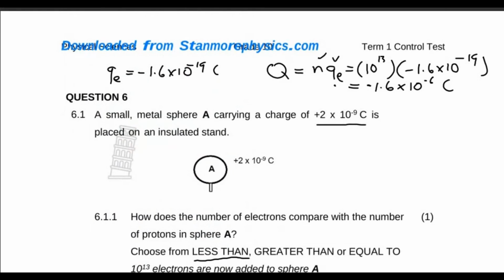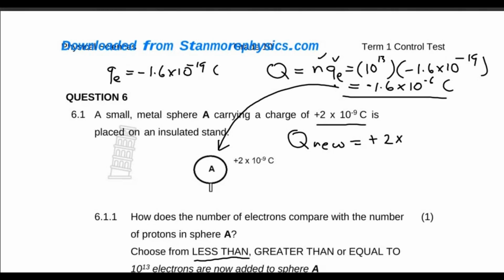So it means this amount of charge was transferred to this. What is the new charge? We'll say the new charge will be Q new, which is equal to the initial. So whatever was in that sphere was plus. Don't need to write plus, I'm just writing it to show that it was positive, 2 multiplied by 10 to the minus 9, put it in a bracket, plus minus 1.6 multiplied by 10 to the minus 6. Always also put it in brackets.